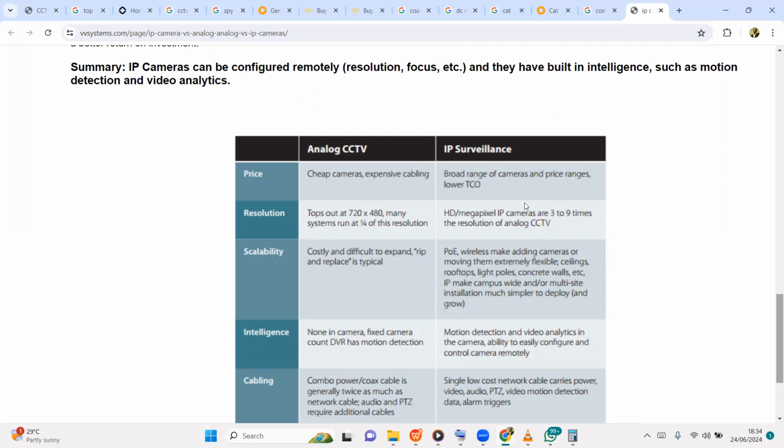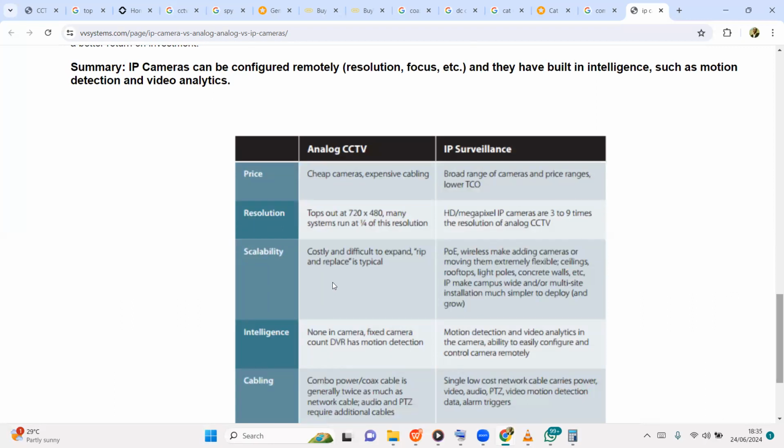So for IP cameras, you have a broad range. IP cameras are also very expensive. In terms of resolution, in terms of sharpness, your analog cameras will give you lower quality. IP cameras will give you high definition, right? An IP camera can do from here 1 kilometer. Scalability, it can be costly in terms of maybe replacing or changing stuff.